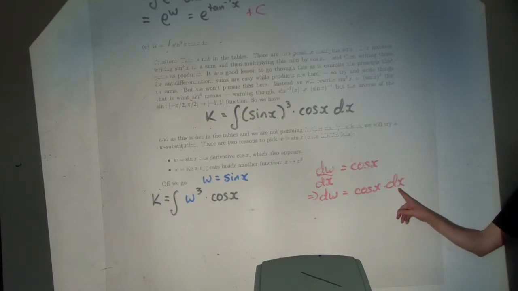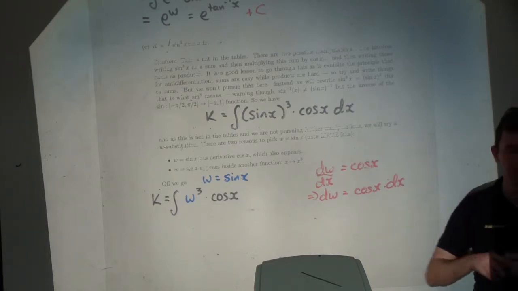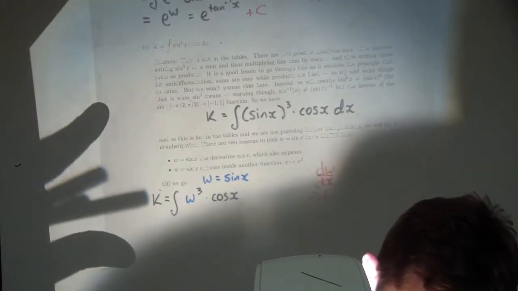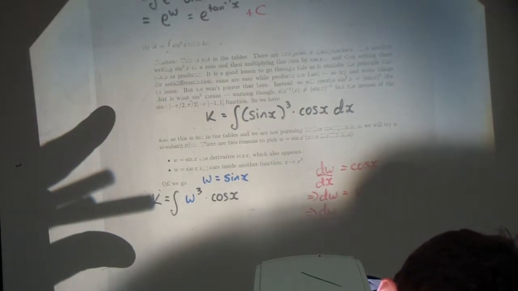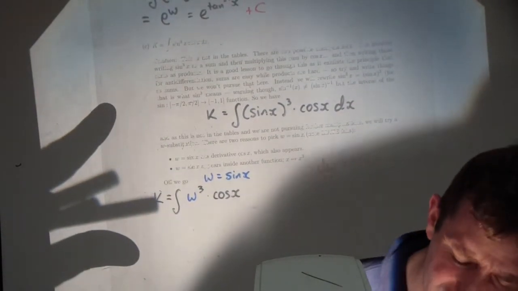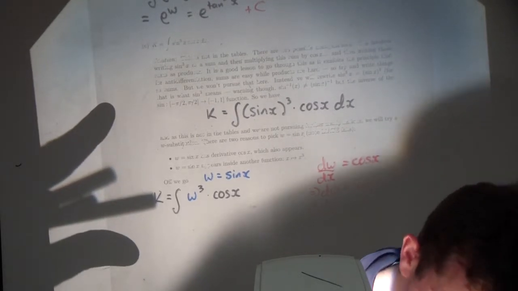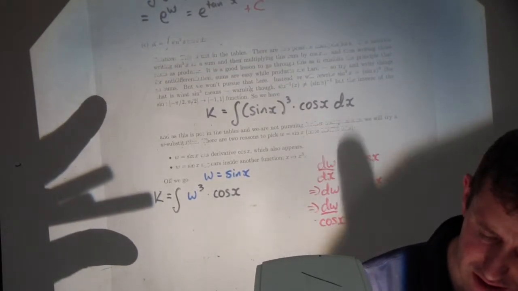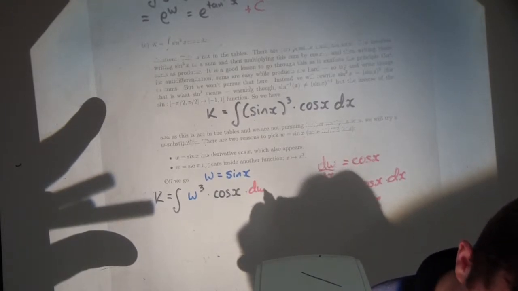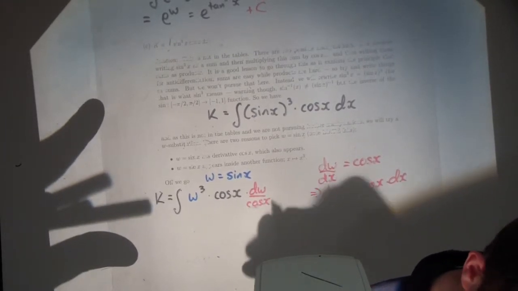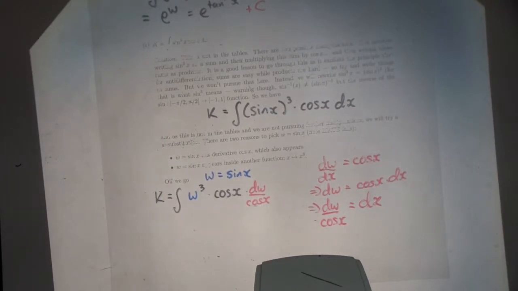I want to get dx on its own. By dividing by cos x. So I'll divide both sides by cos x, so I end up with dw divided by cos x, and cos x dx divided by cos x is just dx. And now this dx, which we had here, is now dw over cos x. And then if the substitution works, a nice thing happens. Cos x divided by cos x is just 1, so that's gone.